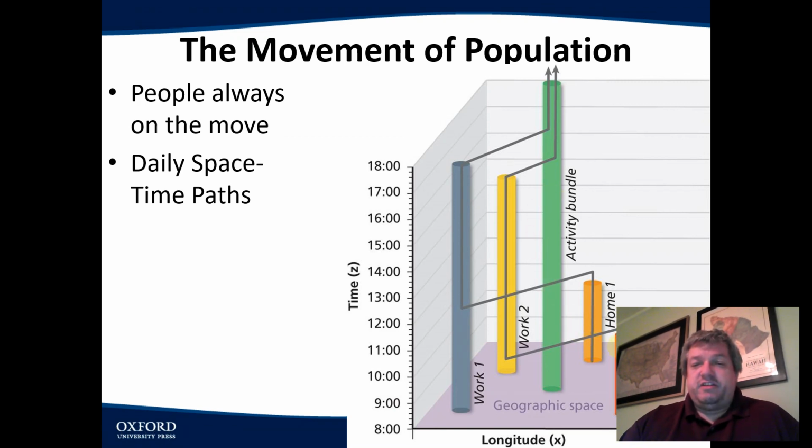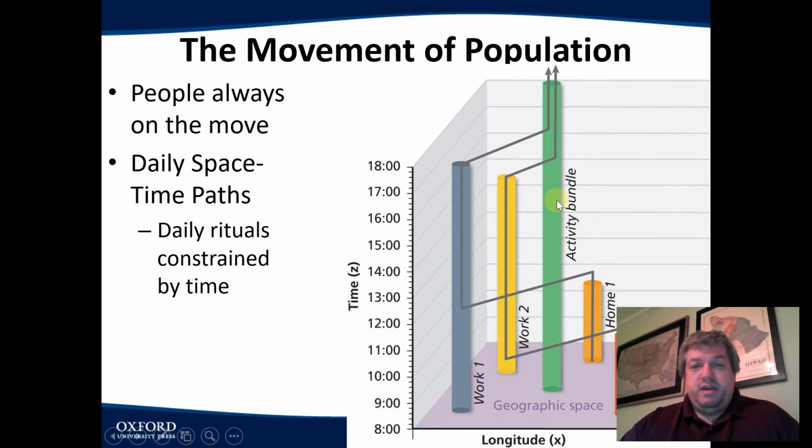So this person right here starts off at home, under my picture, and then at 10 o'clock they get on the bus to work, and then they're at work for 6 hours. So then they're here, and then after work they meet some friends at the restaurant, and they're here. So their path in space and time is different. Okay, and the rituals are constrained by time.